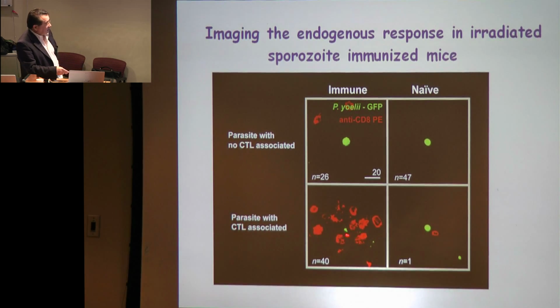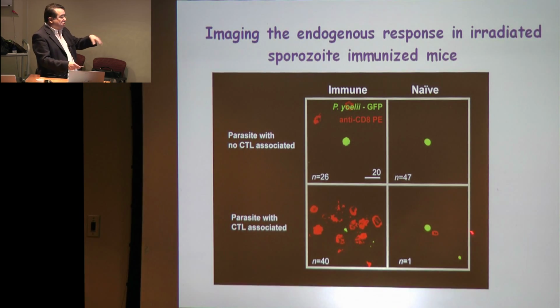This clustering around the infected hepatocyte is very seldom seen when we do the same with naive mice. With naive mice, the parasite grows, and very rarely we can see a CD8 cell that appears around there looking about. This is the prevalent image that we see, CD8 cells which surround the infected hepatocyte.